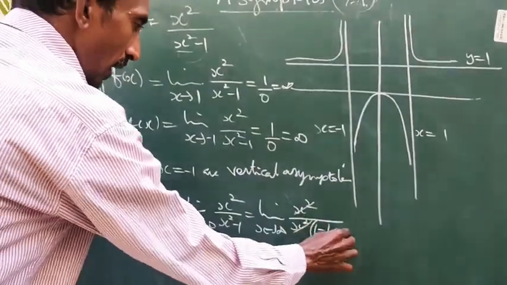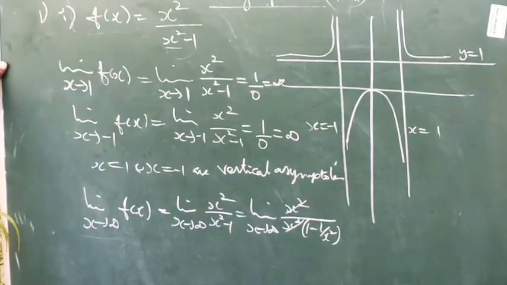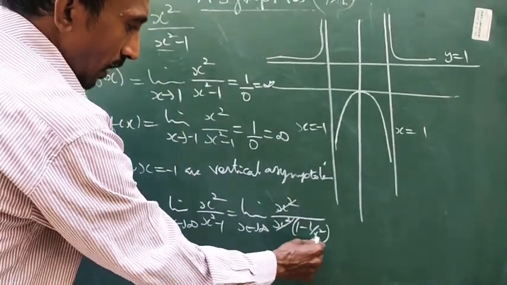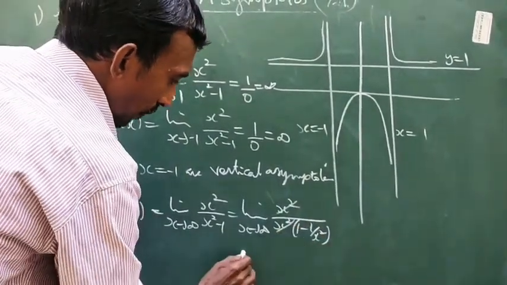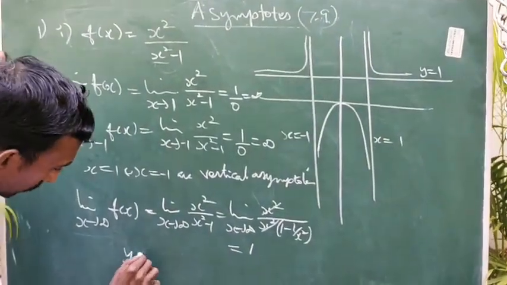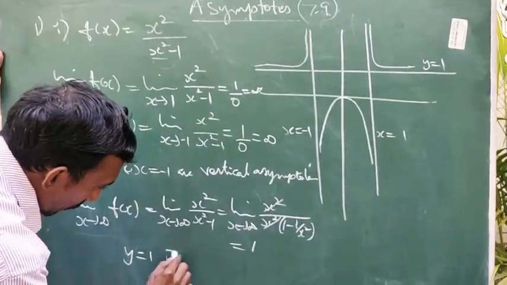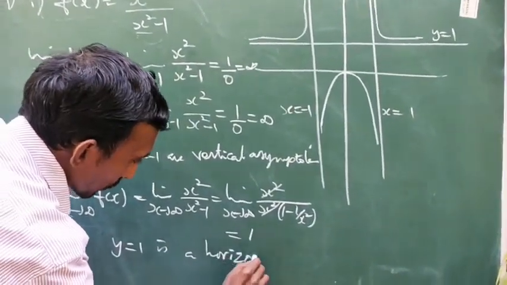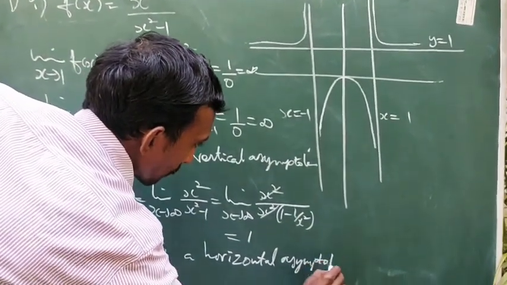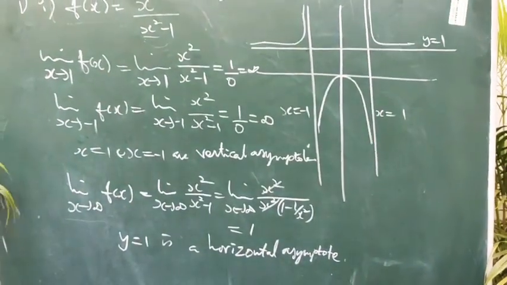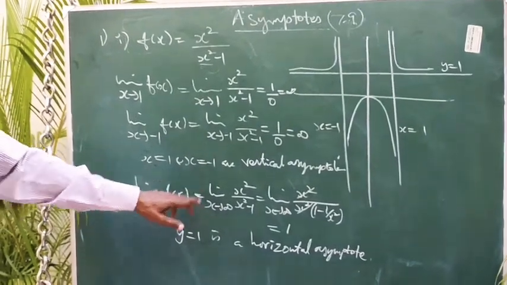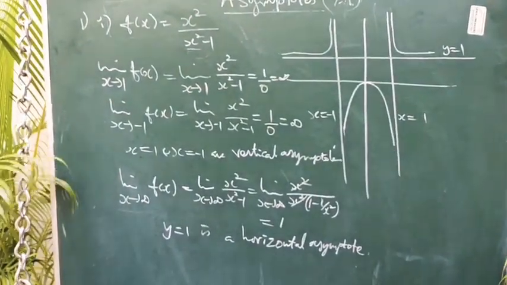So x square cancels. If you put x tends to infinity, 1 by infinity becomes 0. Okay. So 1 minus 0, we are getting 1. So y equal to 1 is a horizontal asymptote. Okay. So for this question, x equal to 1 and x equal to minus 1 are the vertical asymptotes and y equal to 1 is a horizontal asymptote.